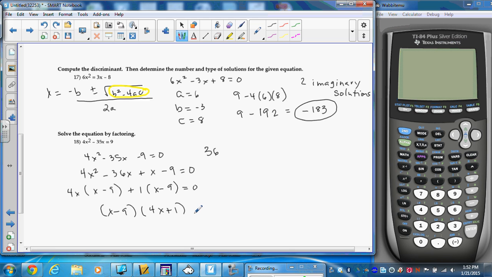So these are the factors, and I can solve these by setting them equal to 0. So 4x plus 1 equals 0. So x is equal to 9, and x is equal to negative 1/4.